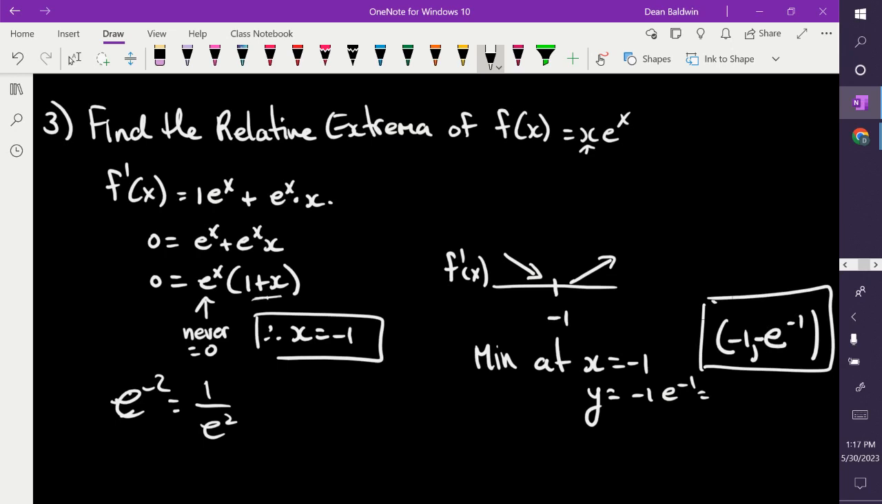Do we like that? Why is it decreasing? Because you have a negative number when you put in negative 2. I put a negative 2 there, but if I put negative 2 into here, I get 1 minus 2, which is negative.